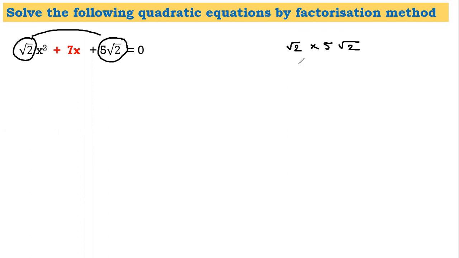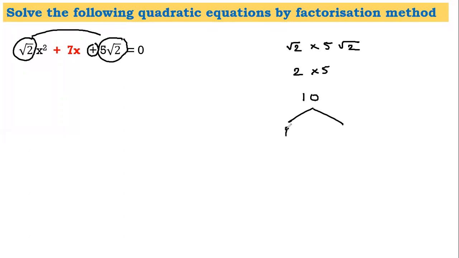Now root 2 into root 2, we multiply a radical with a radical, square root with square root, and we'll keep this as it is. Root 2 into root 2 is 2, into 5, that is 10. So we got 10 here. Now we need to find out two factors of 10 such that after addition, because the last number sign is plus, it gives me 7.